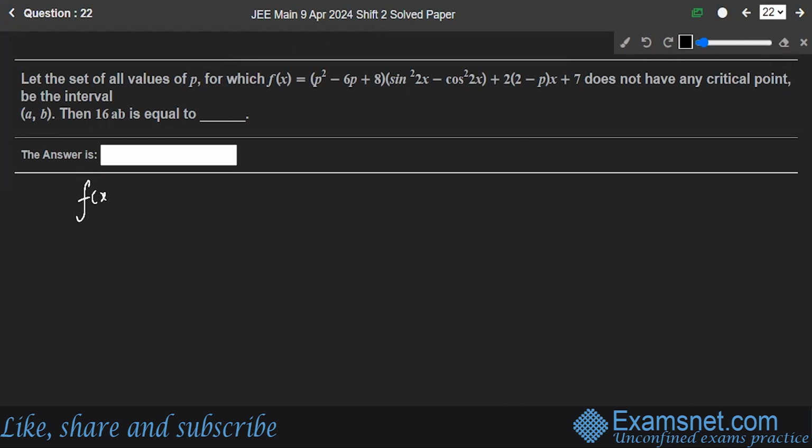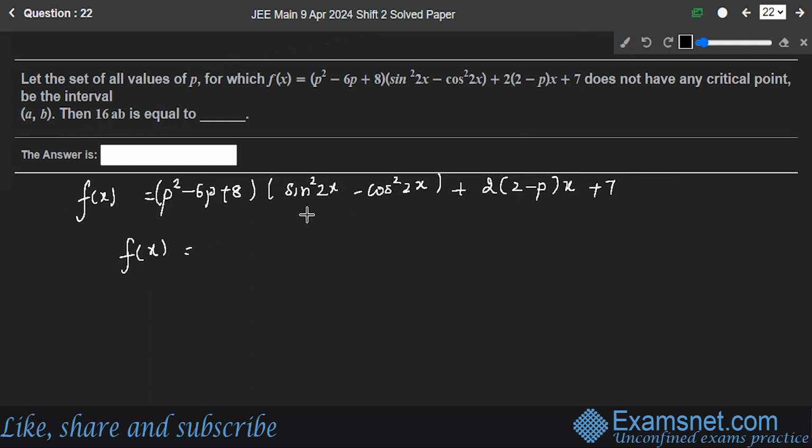All right, f(x) is p squared minus 6p plus 8 sine squared 2x minus cos squared 2x plus 2 minus p x plus 7. So you will have f(x) as the sine squared minus cos squared. You know, sine squared 2a minus cos squared 2a will give you minus of cos 4a. So p squared minus 6p plus 8 into minus cos 4x plus 2 minus p into x plus 7.